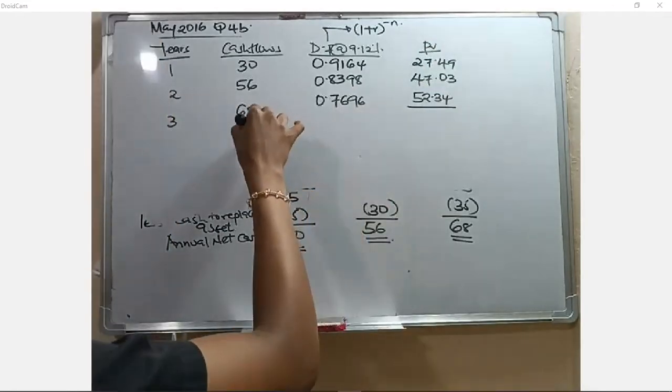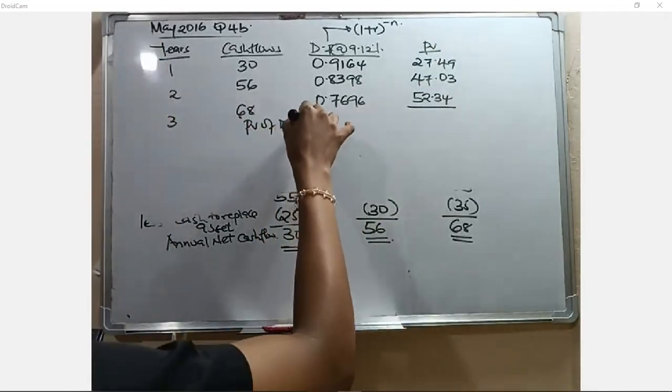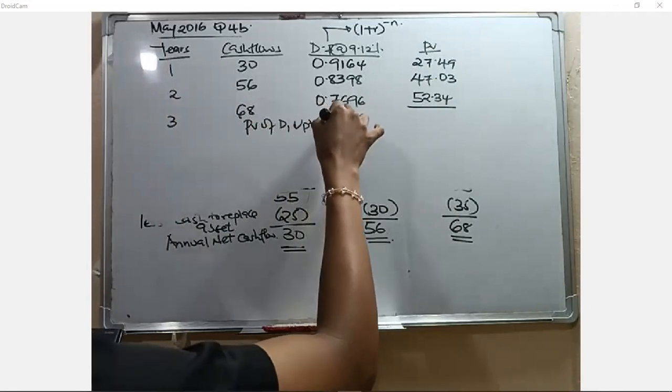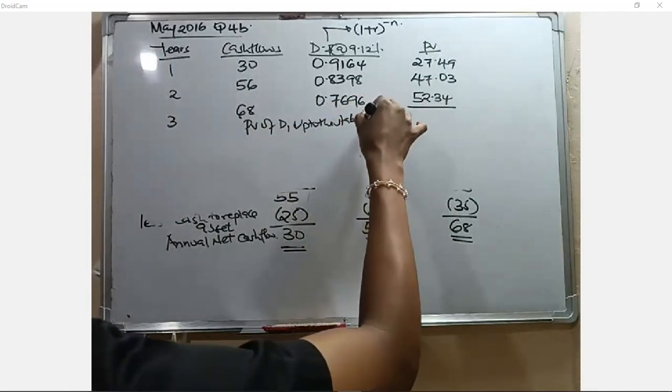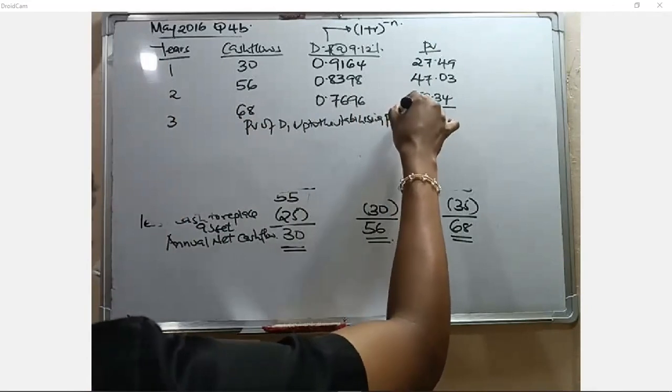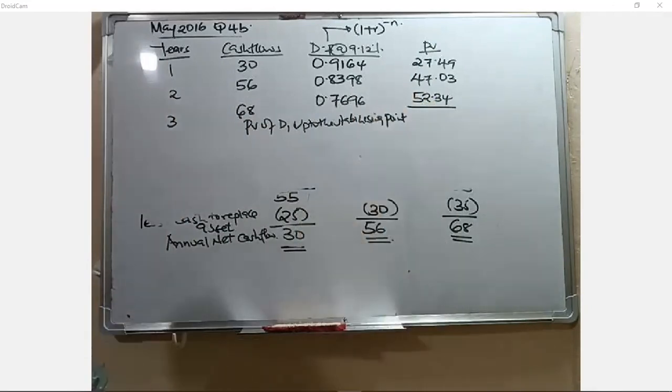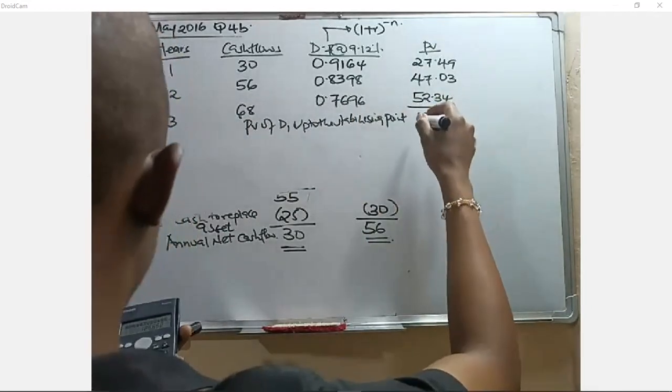What is the total? Remember, you are getting the present value of D1 up to the stabilizing point. So 27 plus 47.03 plus 52.34. We are getting 126.86.